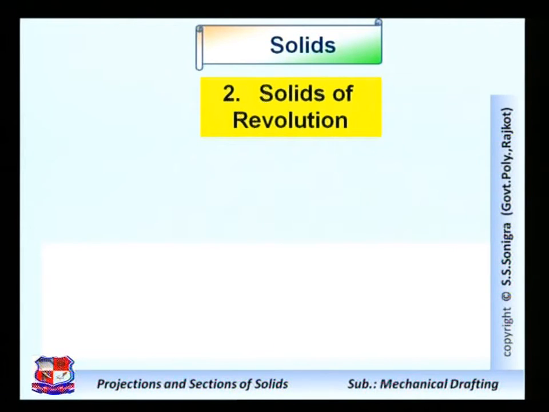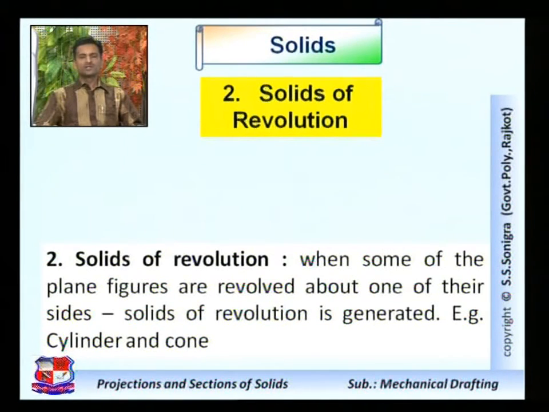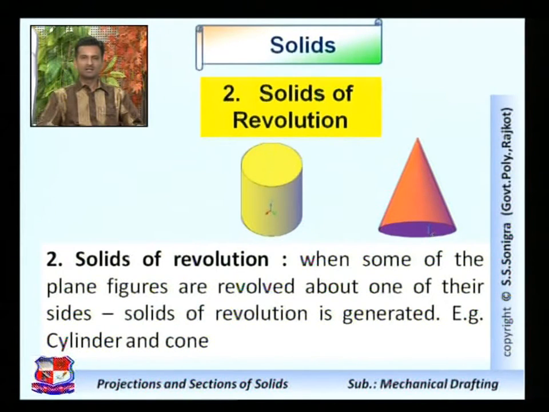Now the second type of solid, that is solids of revolution, or type 2 solid. What do we mean by solids of revolution? When some plane figures are revolved about one of their sides, solids of revolution are generated. For example, cylinder and cone. These are the solids which are generated by revolution. If we revolve the triangle, the cone would be generated. These are the solids of revolution, cylinder and cone.